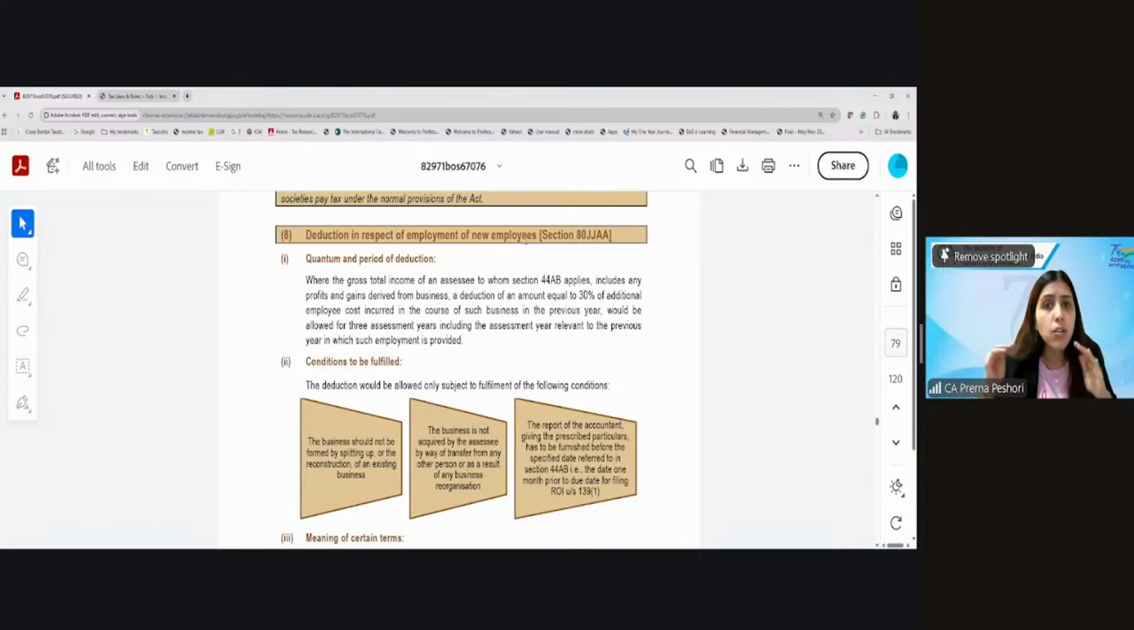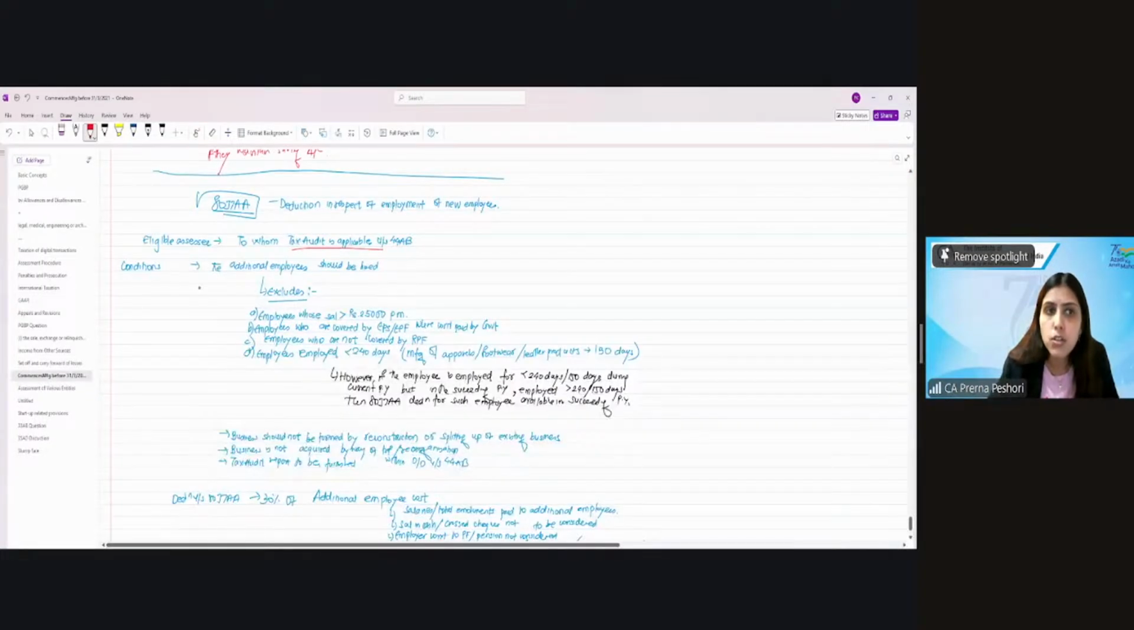What is it saying? Where the gross total income of an assessee to whom 44AB applies. So who is the eligible assessee for 80JJAA? An assessee to whom tax audit is applicable under 44AB. Right? So to whom tax audit is applicable is eligible for 80JJAA. What are the conditions in respect of this? That the additional employees should be hired.